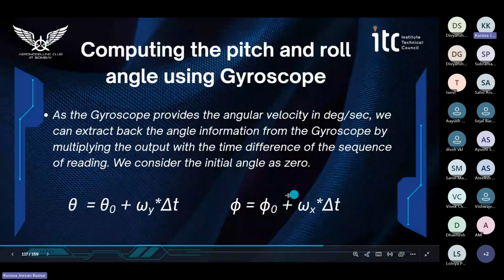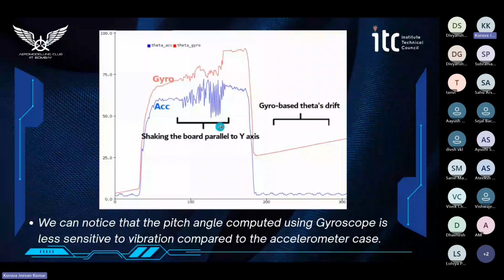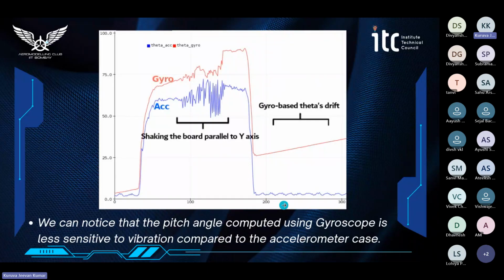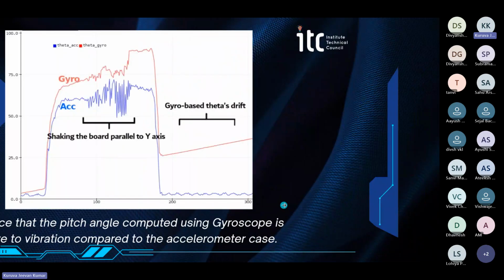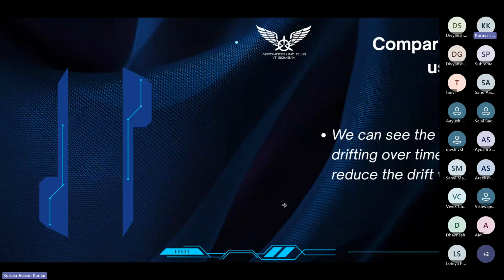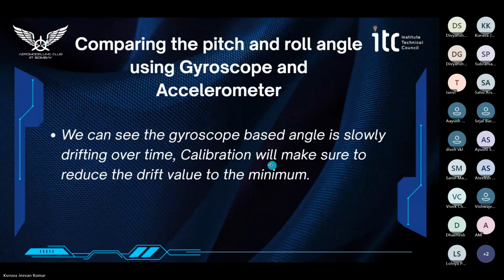Here is a graph of the values that we computed now. The accelerometer is more sensitive to vibration than the gyroscope reading, and as you can see, the gyroscope value is slowly drifting over time. So we need to fix this. We use calibration to fix this. Calibration will reduce the drift to the maximum extent. So now after calibrating, we can see the graph is very smooth.